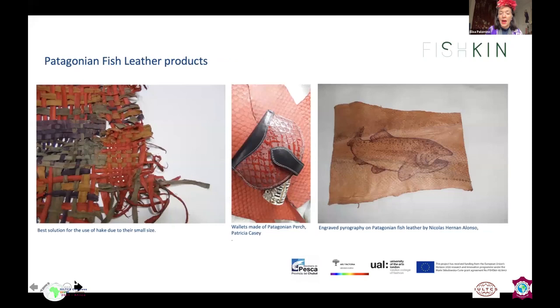And here you can see some of the products that Fabian has created with different local people. Sometimes they were different products that they did with different students in a local university. On the left-hand side, you can see a beautiful woven material, which was the best solution using hake skins, which are really thin and very narrow, so they were weaving them together. In the middle, you can see some wallets done with the Patagonian perch by Patricia Casey.